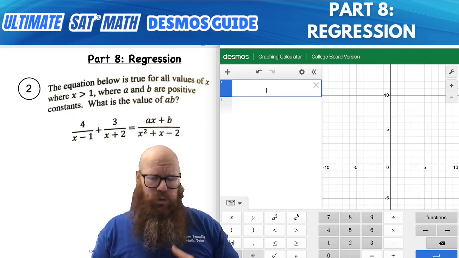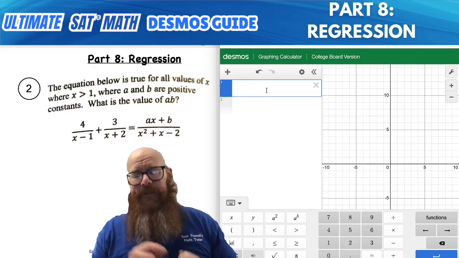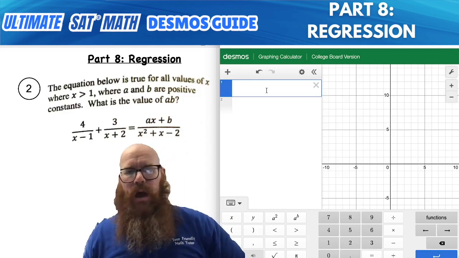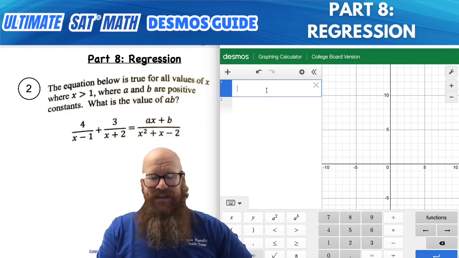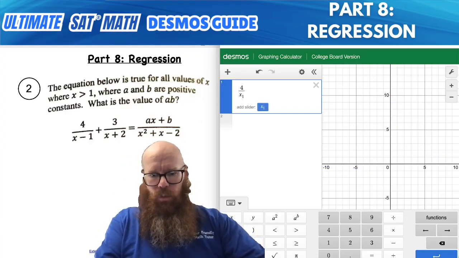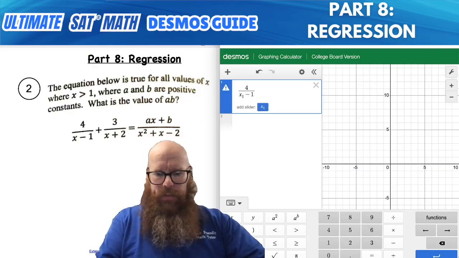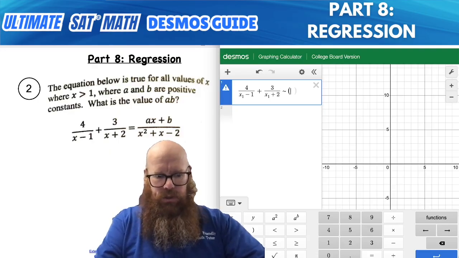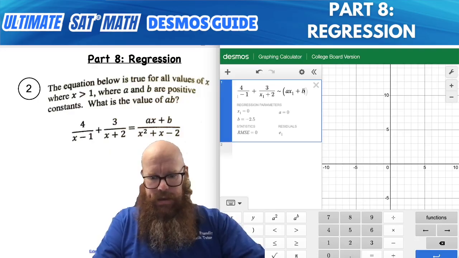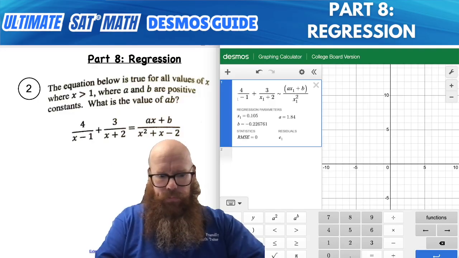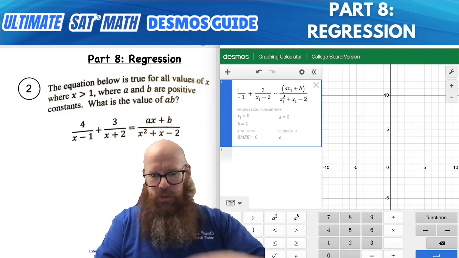We have x, which we're going to write as x1, and that's a variable, and then we have 2 constants that are unknowns, a and b. So since we have 2 unknown constants, we're going to have to substitute in 2 values of x to solve. The way that looks is: 4 over x1 minus 1, plus 3 over x1 plus 2, and then the equals is the little tilde. Then I'm going to do ax1 plus b as the numerator, over x1 squared plus x1 minus 2.